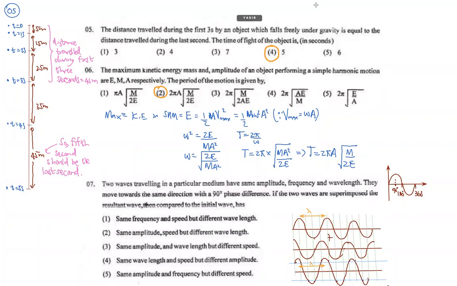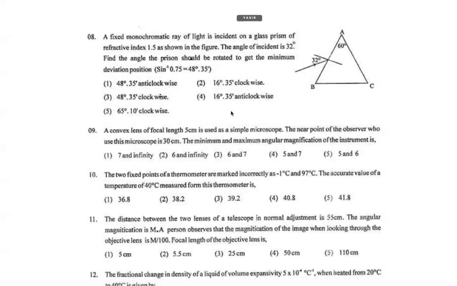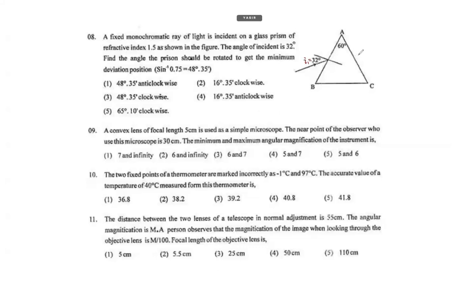8, 9, 10, even 11, will we have enough? Give me a second. Right, the eighth one looks like it's about a prism. The angle of incidence is 32 degrees. Yes, I1 is 32. Find the angle the prism should be rotated to get the minimum deviation position.